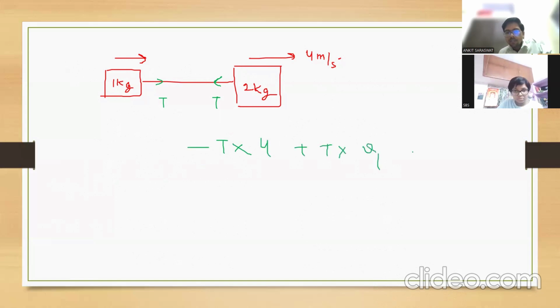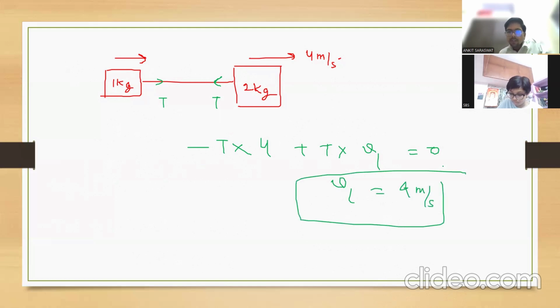We need to find this. V1 will be 4 like this. How is it negative? Because it is force into displacement. The string is going to displace to the right, and here the tension is to the left. Understood? Yes, sir.